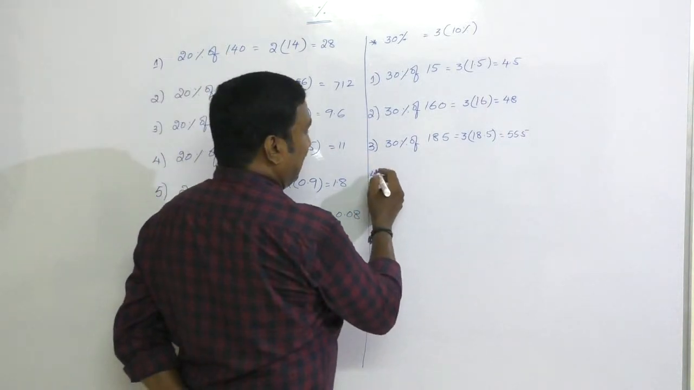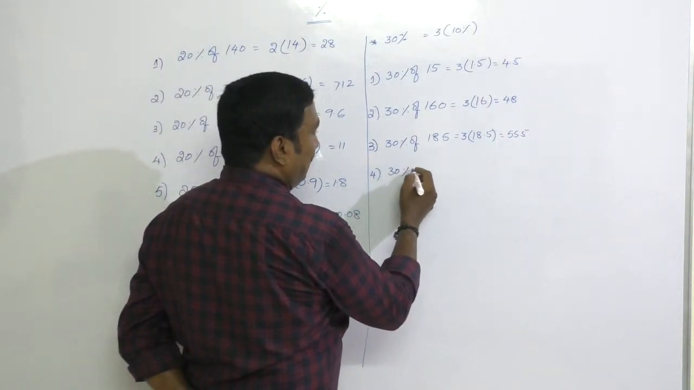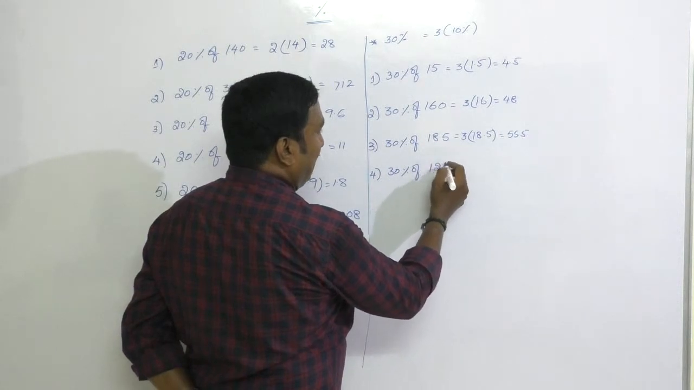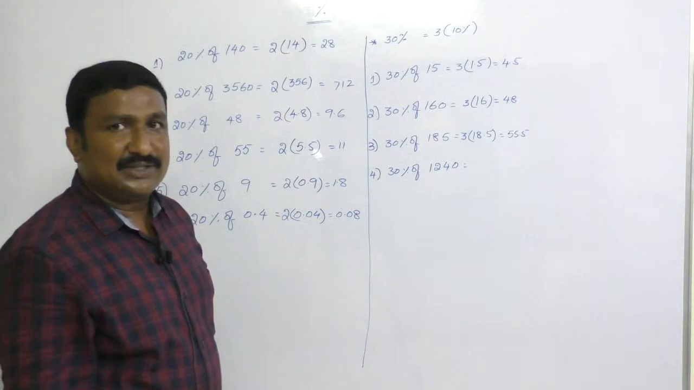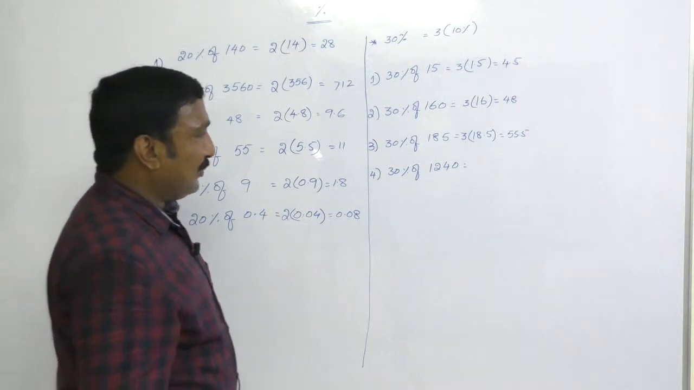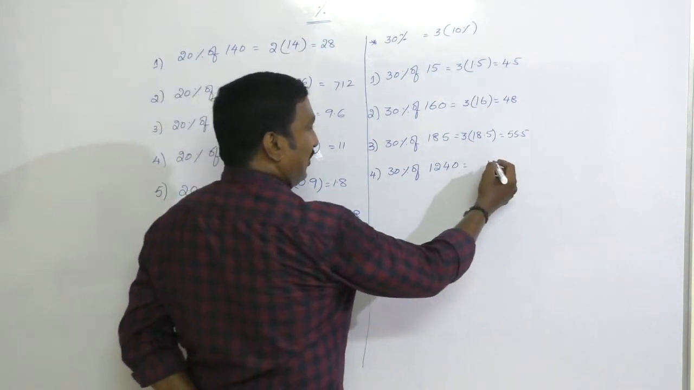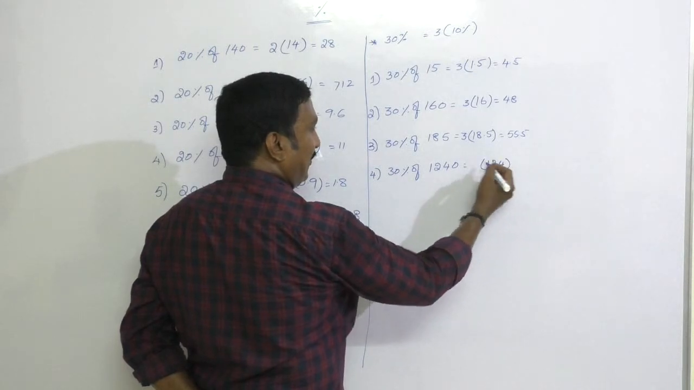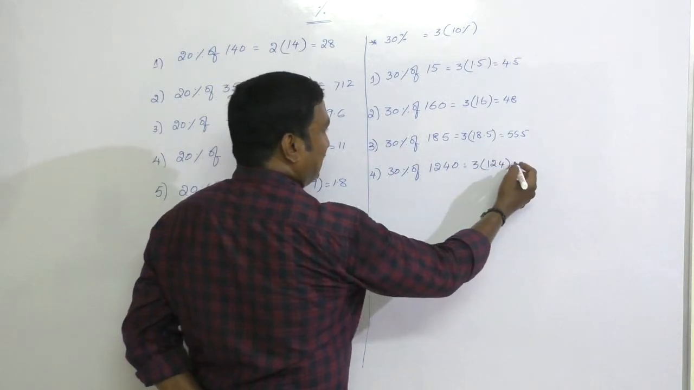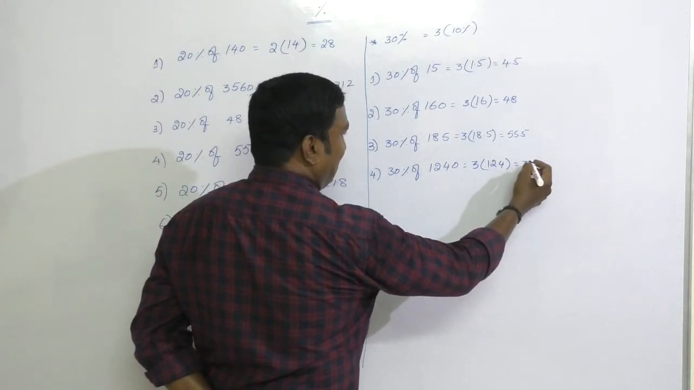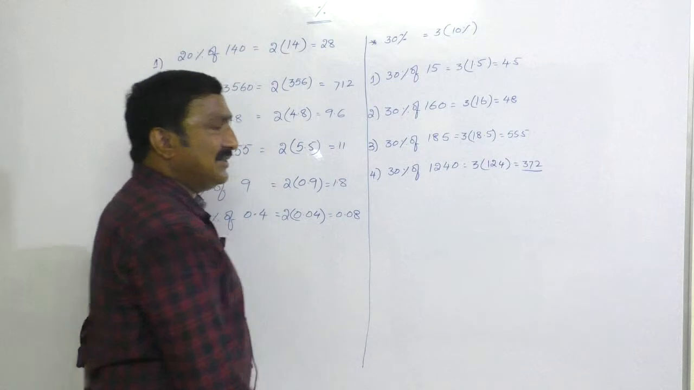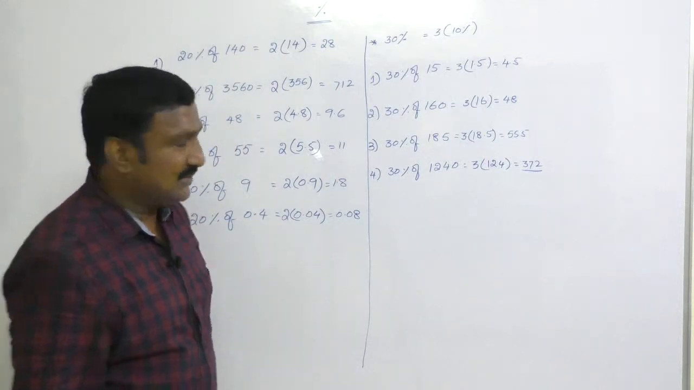Similarly, what is the 30% of 1240? So 30% of 1240 means first you have to calculate the 10%. 10% is equal to 124. Then you have to multiply it by 3 times. 3 times of 124 is equal to 3 4s are 12, 3 2s are 6 plus 1, 7, 3 1s are 3, so 372. Okay now friends.